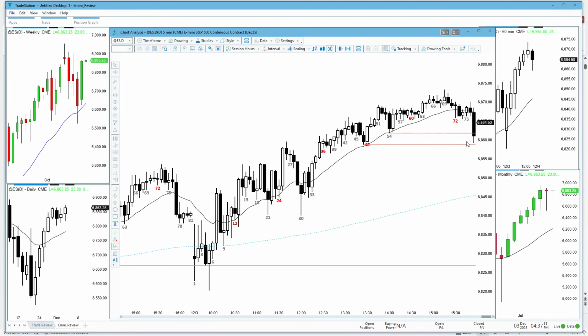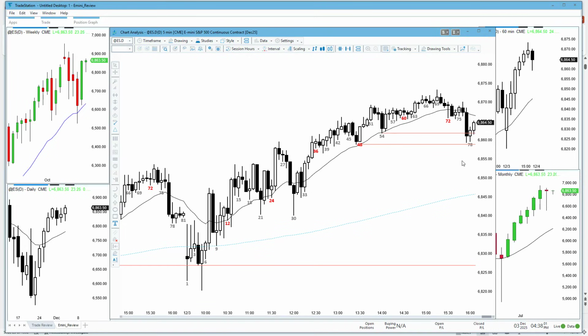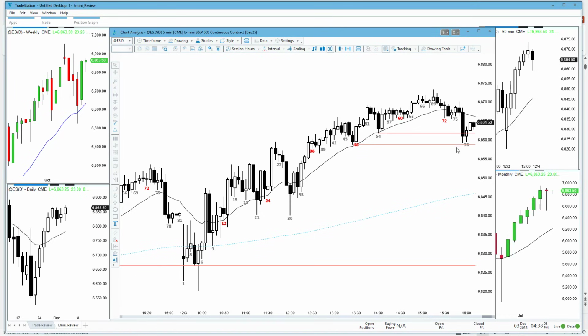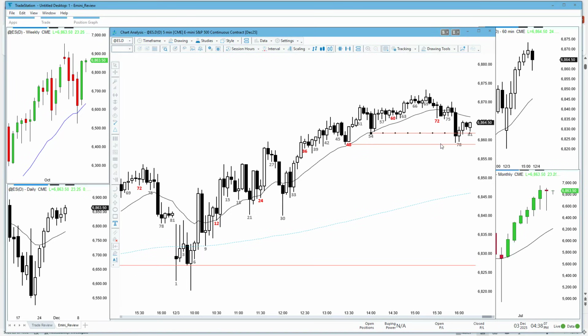So big bear bar, but big risk, big bar, big risk, and at support in context. Not great for selling, probably more of a buy the close bar, but also late in the day. So really, realistically, not worth trading those bars. And that's going to be it for the end of day review.